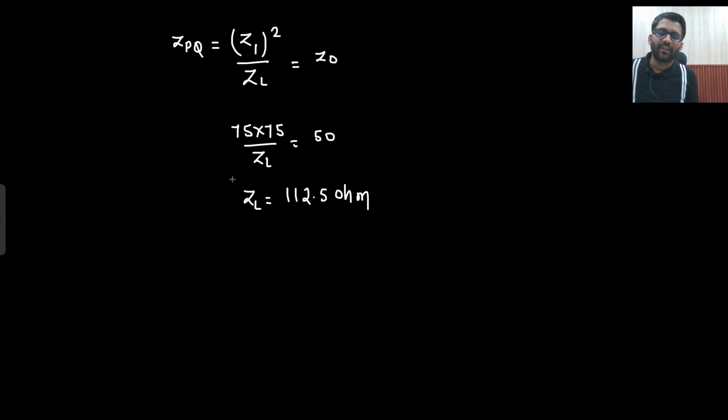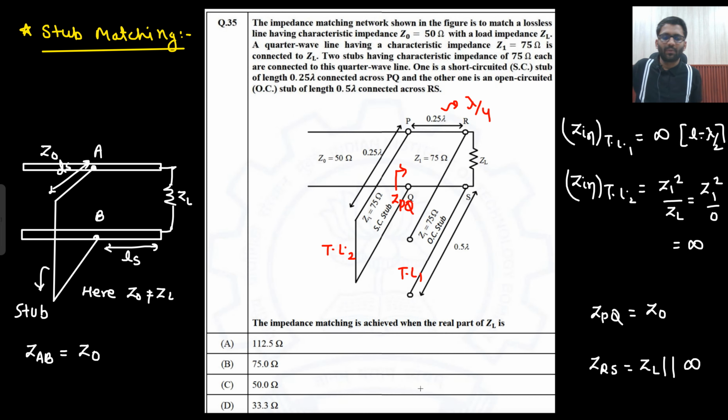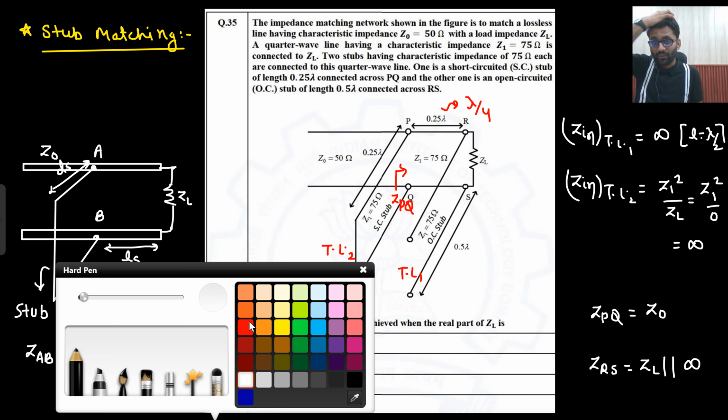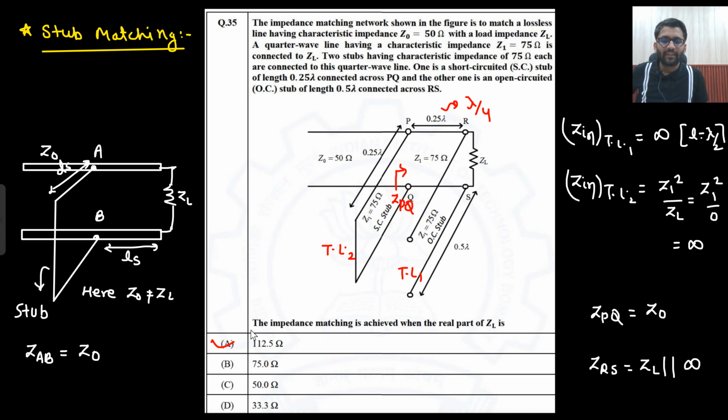So it was a very simple question. This is the answer. I hope you must have got the point of how we are doing this, what the meaning of stub matching is, and how we solve these kinds of problems. Because of the stub, nothing is coming. The lambda by 4 line is there. You could have directly applied the formula, under root 50 into 75. That also you could have.